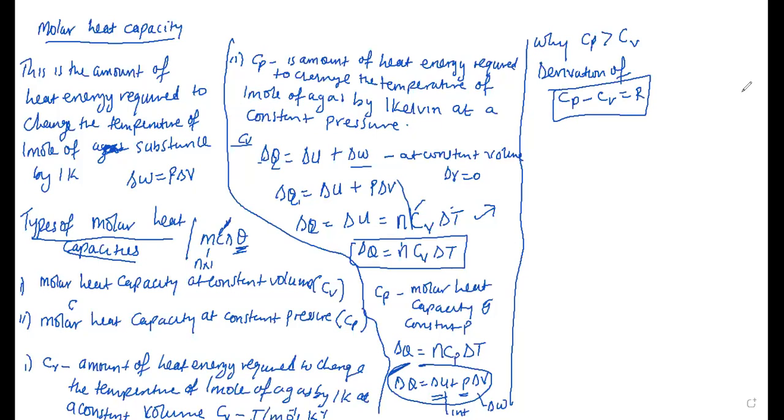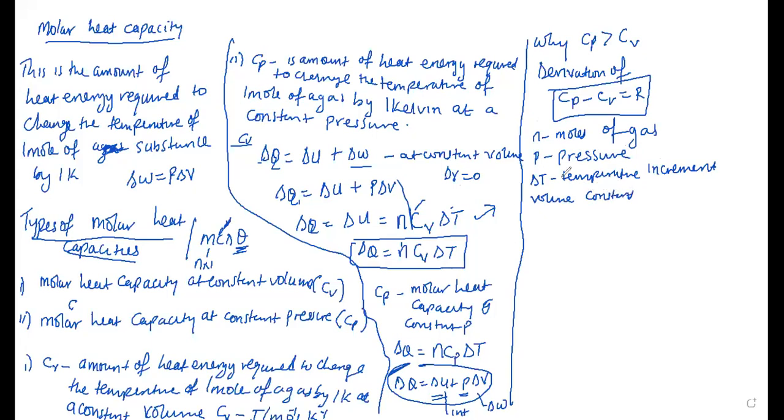So in deriving this equation, you can consider any number of moles of a gas at a pressure P, heated so that the temperature increases by delta T. Delta T becomes the temperature increment. You look at both conditions, at a constant volume and at a constant pressure.